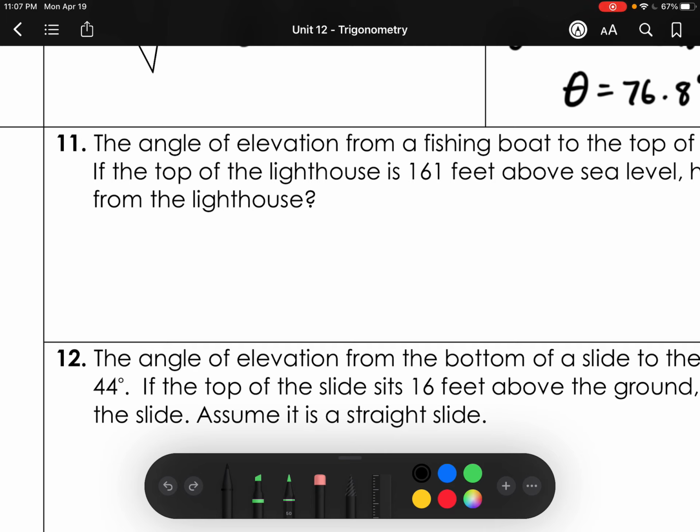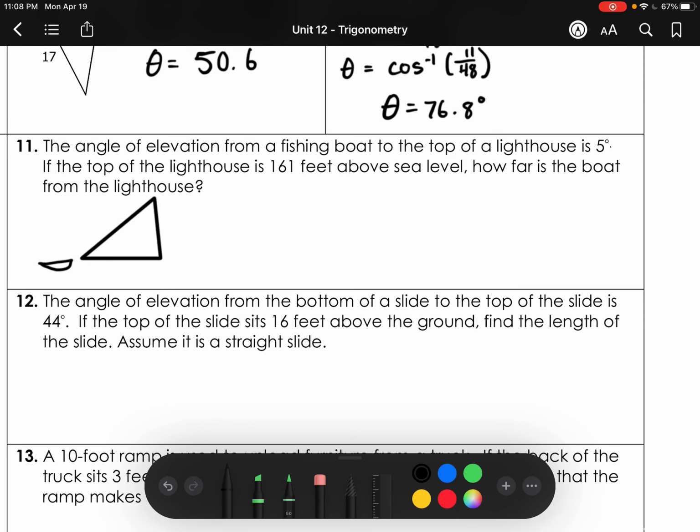Let me draw a better triangle. Okay, so let's say that the boat is right here. That's good enough. This says that the angle of elevation from a fishing boat to the top of the lighthouse is 5 degrees. So let's say that this is the lighthouse right here. I don't know how to draw a lighthouse. So this is the top of the lighthouse right here. So this angle of elevation right here is 5 degrees, right?